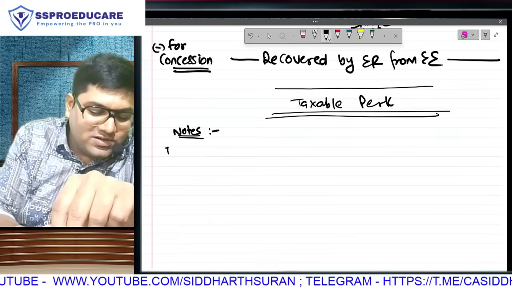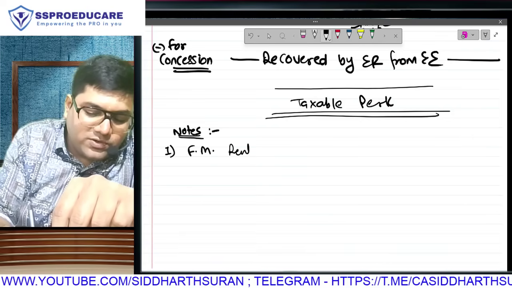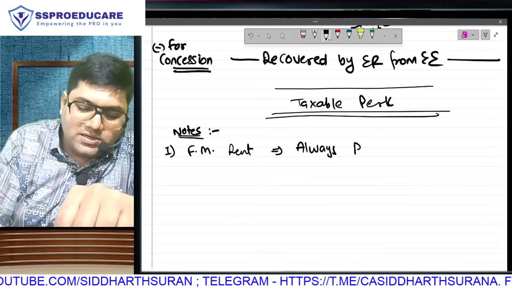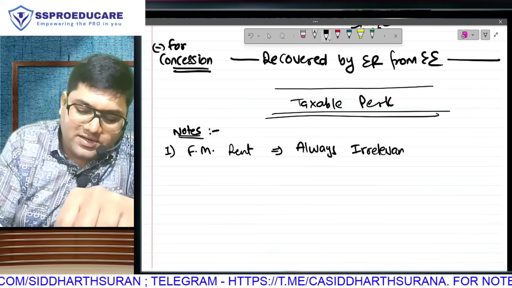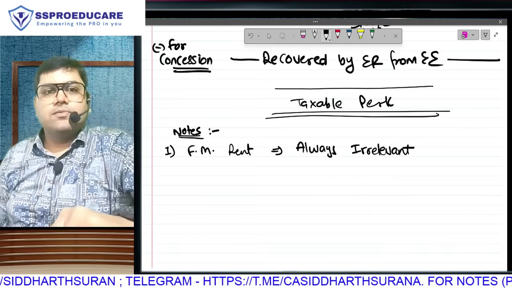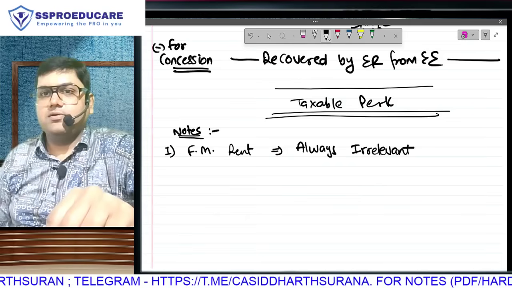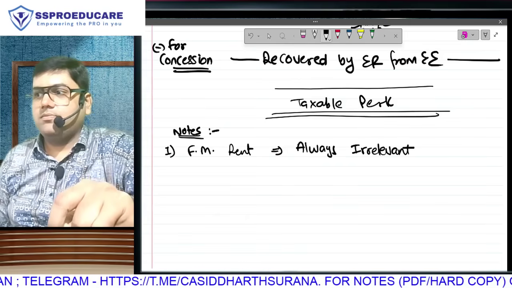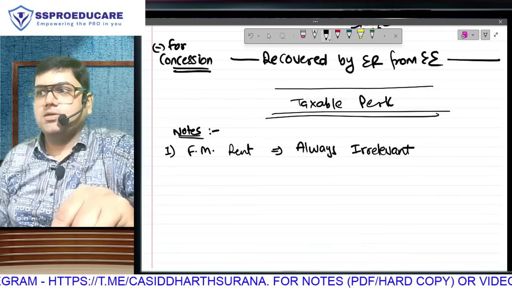What is the first note? The fair market rent is going to be always irrelevant. Whatever valuation is given in the chart is what we will take. Fair market rent is always going to be considered as irrelevant. ये clear है? Hello?